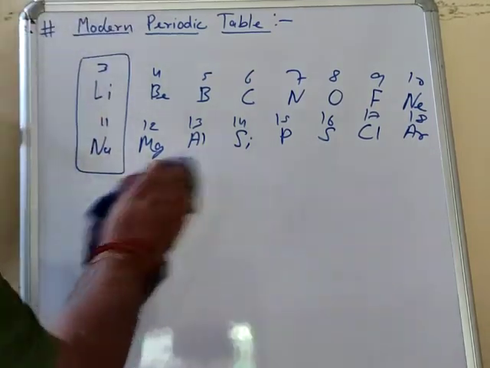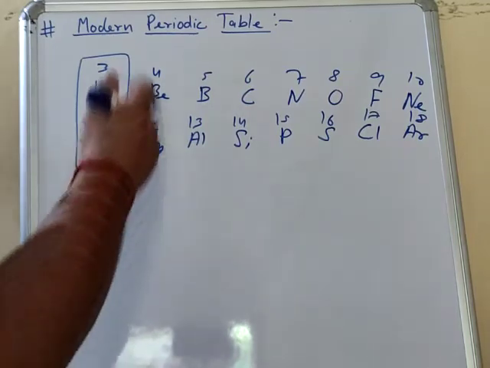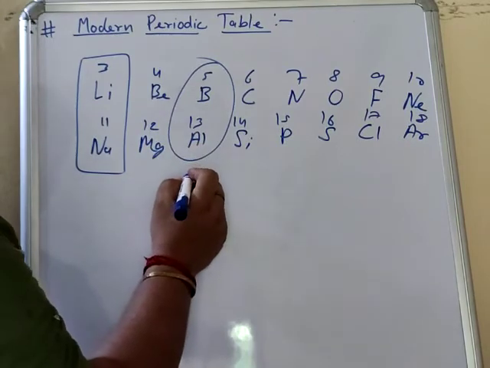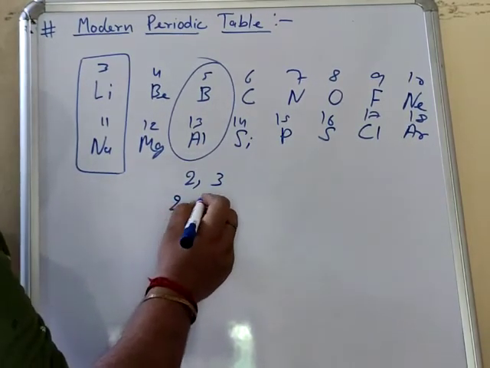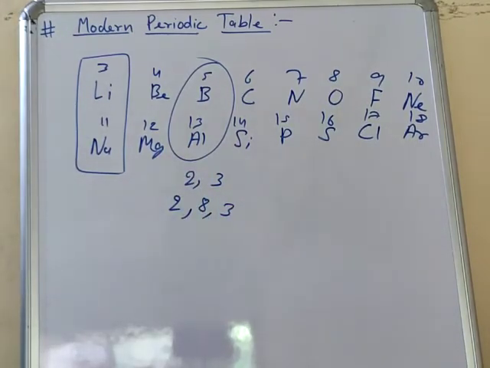And now chemical properties, you can take any, suppose boron and aluminium. Just write the electronic configuration: 2, 3 here, 2, 8, 3. So there are 3 electrons present in the outermost orbit. So if 3 electrons are present, it means that the valency will be 3. So their combining capacity is 3. So if 2 elements have the same valency, it means that their chemical properties will be the same.